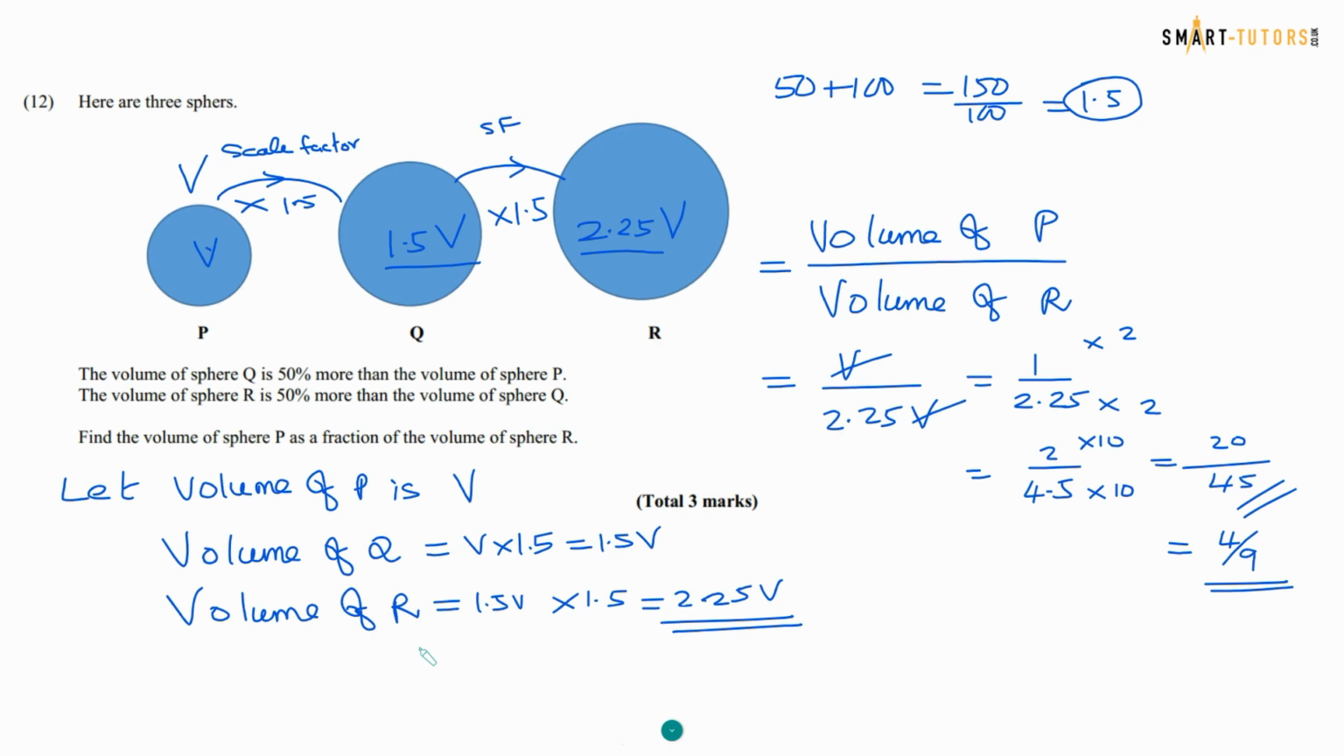So volume of P divided by volume of R equals V over 2.25 V. V cancels, so 1 over 2.25. Times both sides by 2, which is 2 over 4.5, times both by 10 is 20 over 45. Simplify, 4 over 9 is the answer.